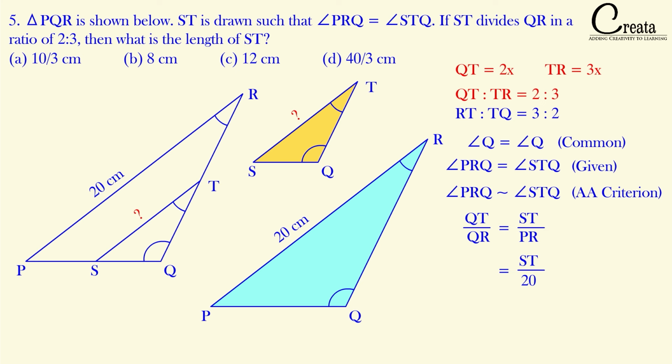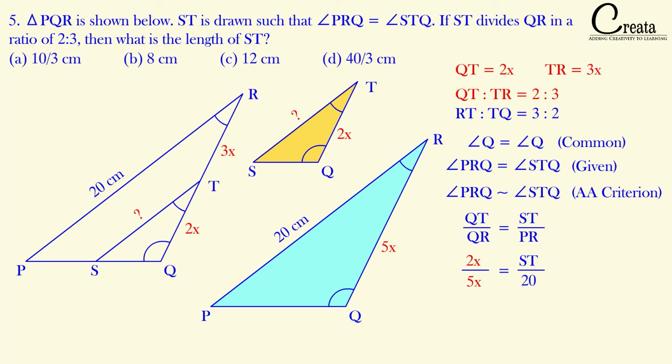QT is to TR is 2:3, and 2x is to 3x is also 2:3. Why have we taken x? Because the ratio is 2:3. It can be 4:6, that is also 2:3. It can be 6:9, that is again 2:3. The ratio is just 2:3. So we have taken QT as 2x, a multiple of 2, and TR as 3x, a multiple of 3. Here QR, this total length, will be equal to 3x plus 2x, which is 5x. So we got QR as equal to 5x.